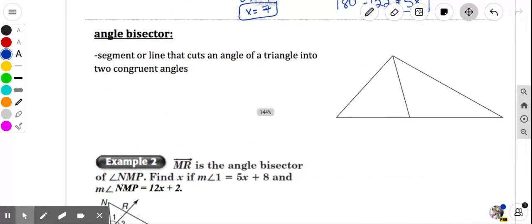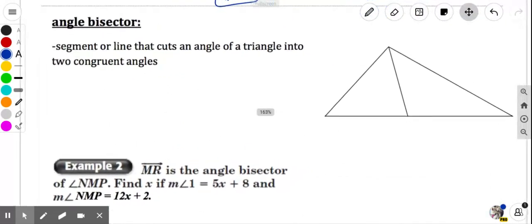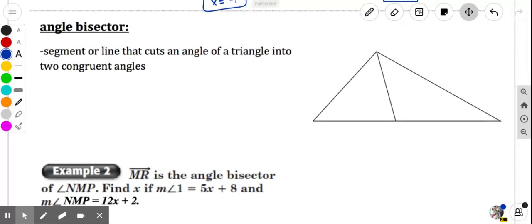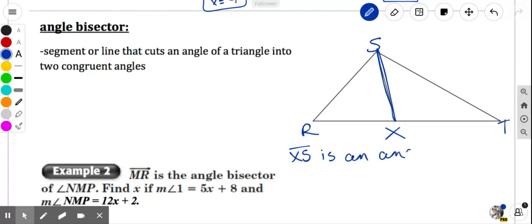The next segment is an angle bisector. We've talked about angle bisectors earlier in the year. We just never really talked about them in a triangle. So an angle bisector is a segment or a line that cuts an angle in half. So let's label this again. Let's do R, S, T, X. So let's say that X is an angle bisector. When you are told that you have an angle bisector in a picture, you can mark congruent angles.